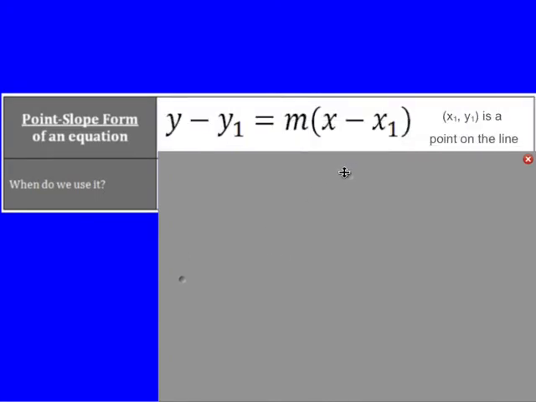Point slope form is y minus y1 is equal to m times x minus x1. It's important to notice that (x1, y1) is a point on a line. So if we're given a point (2, 3), or a point (-6, -8), that's what we're going to use to represent x1 and y1.